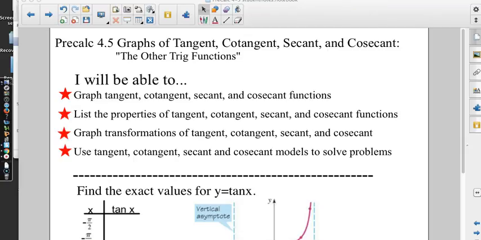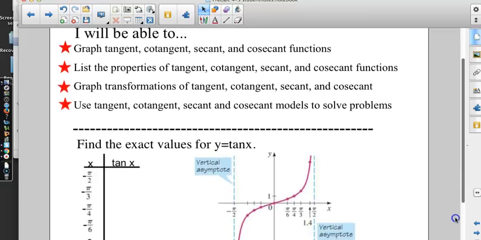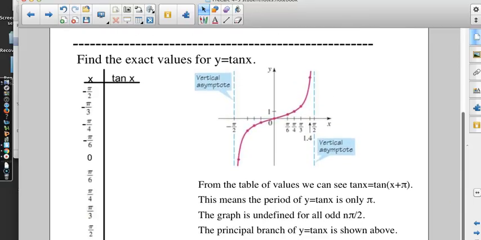Definitely going to do some graphing of tangent and cotangent today. We're not going to do any word problems today. If we do, it's just kind of, can you pick out the important stuff, but there's nothing in this section for that. So this says find the exact values for y equals the tangent of x.